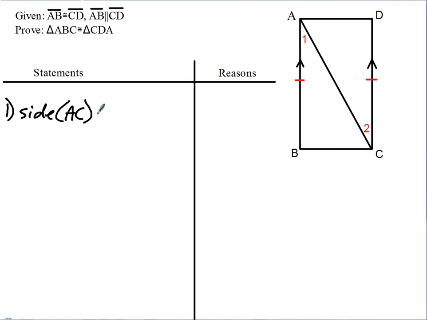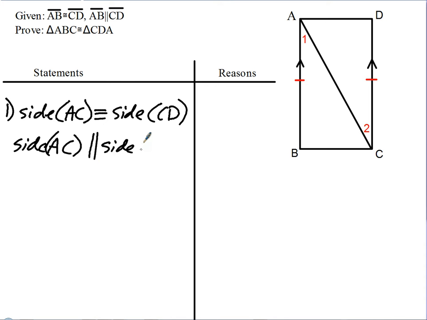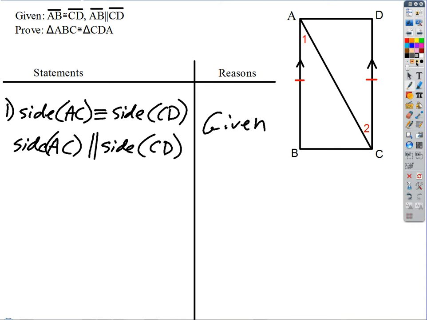side AB is congruent. Anybody remember the shortcut for congruent? Yep. Side AB is congruent to side CD, and then let's also add in there side AB is parallel to side CD, and my reason is just given. Okay, so there's step 1.